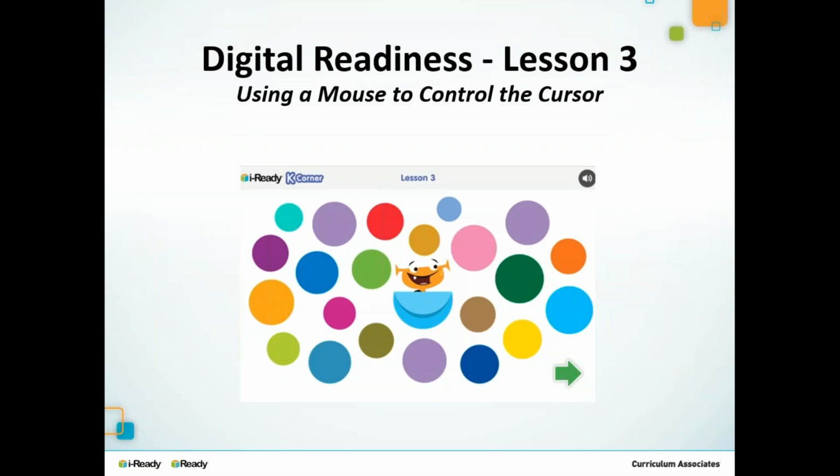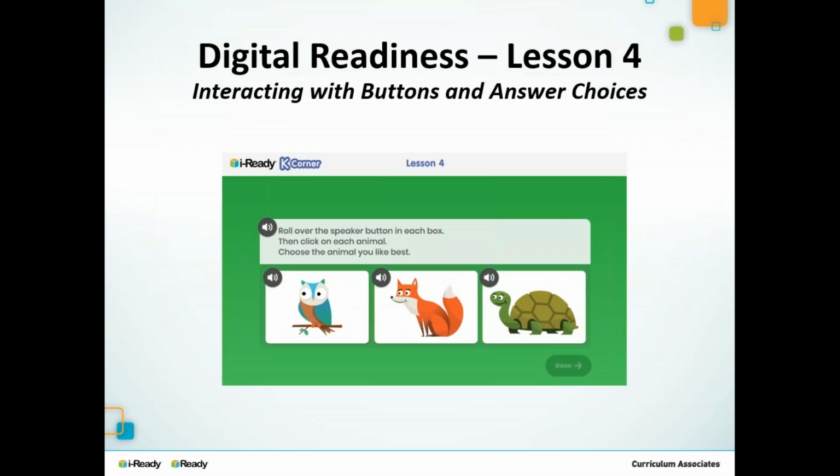Lesson 3 is about helping them to control the cursor and hover and click and go over certain things. I'm going to show you what this looks like as we interact in a second. This is just a screenshot, but it's controlling that cursor. And then lesson 4 is actually practicing interacting with buttons and answer choices so that they're seeing this before they sit down to take the diagnostic the first time.